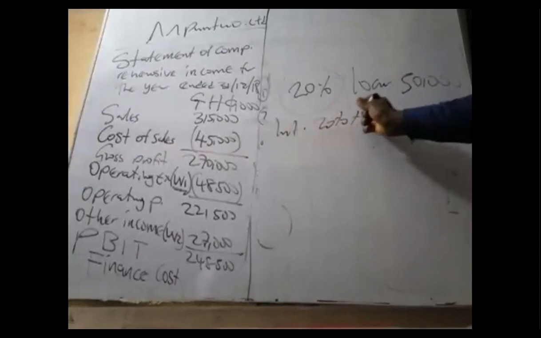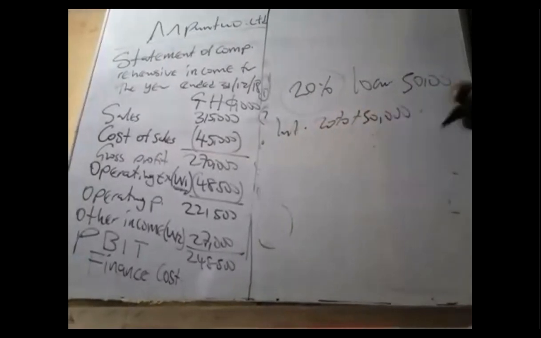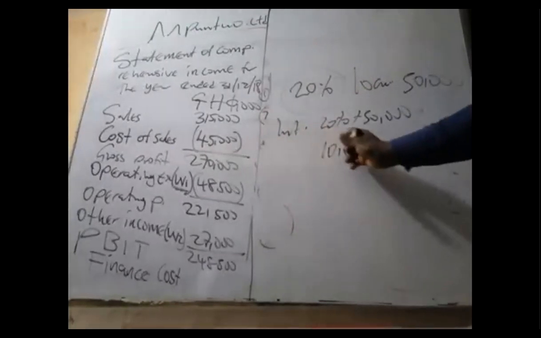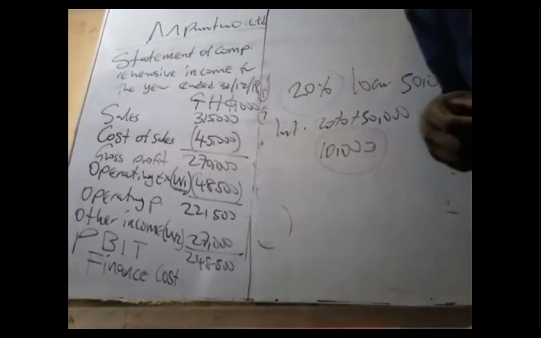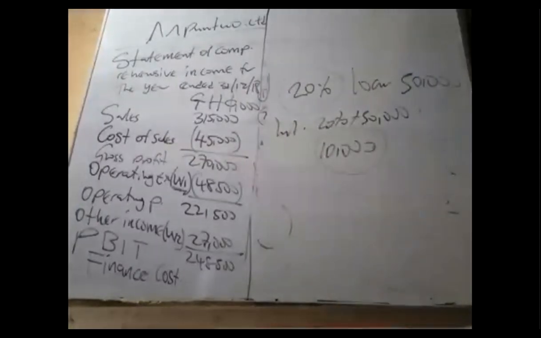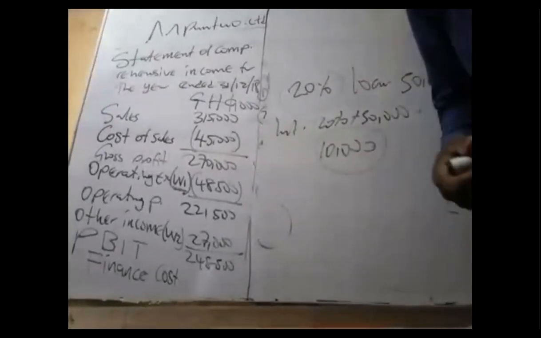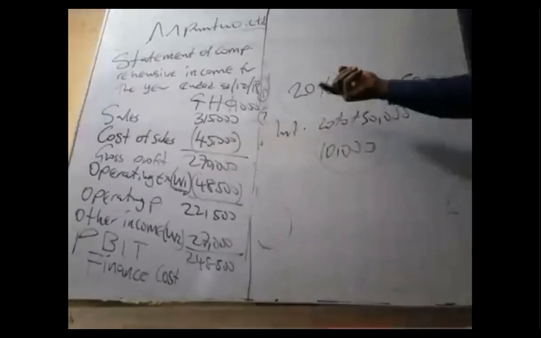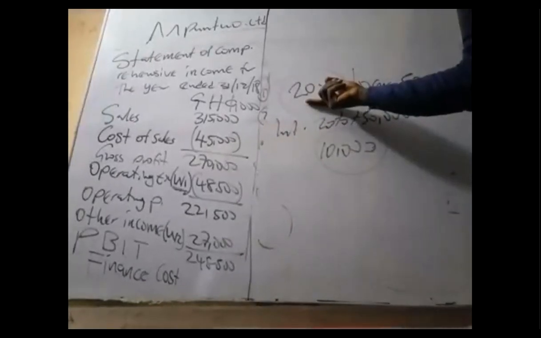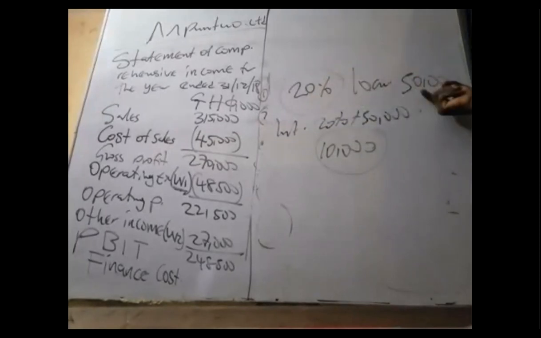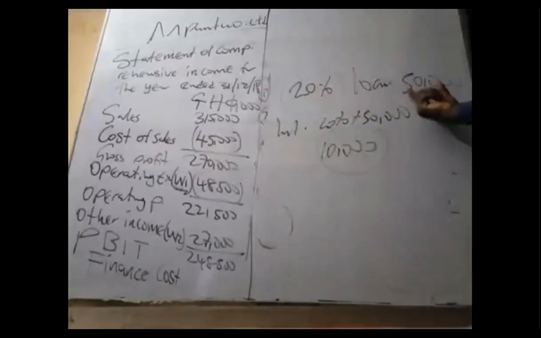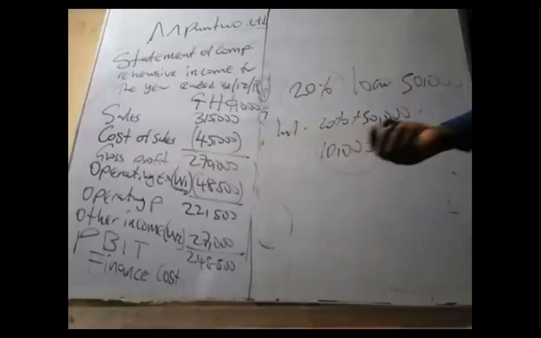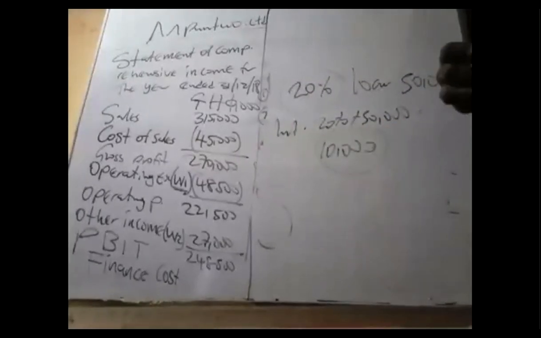That will give us 20% on 50,000, which should be 10,000, right? So the whole year the person has to pay 10,000 cedis. Perfect. That is the interpretation. So in exams, when they give you the rate of the interest and the principal amount, just multiply, be sure, and get the total interest that the person is supposed to pay.